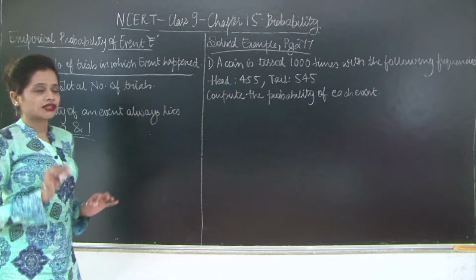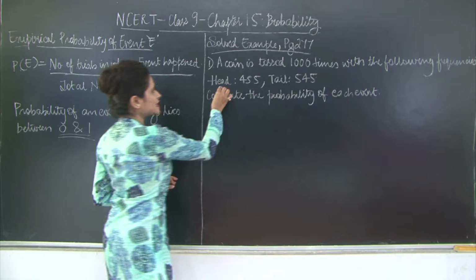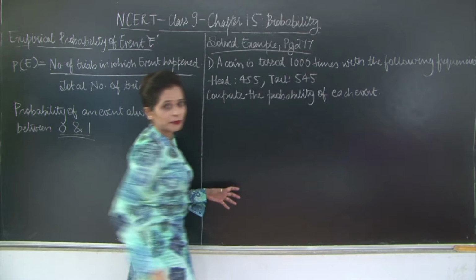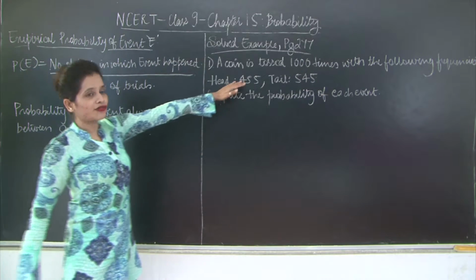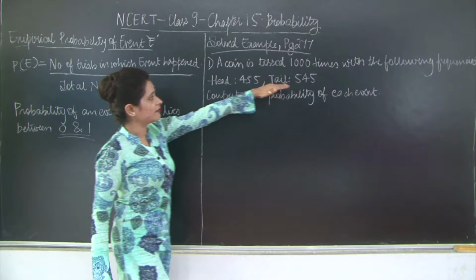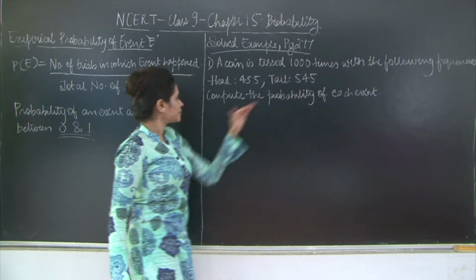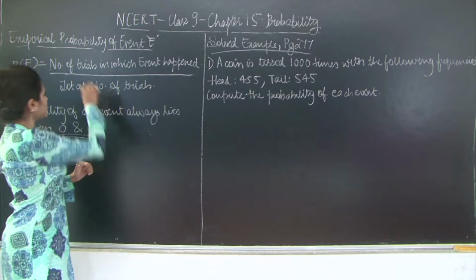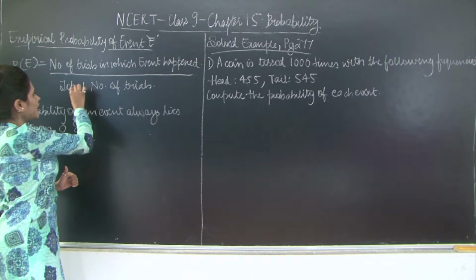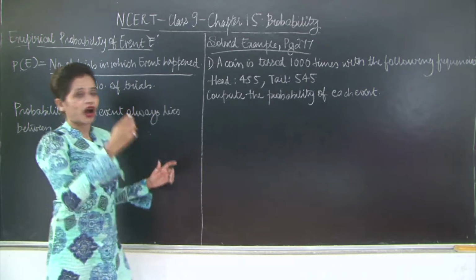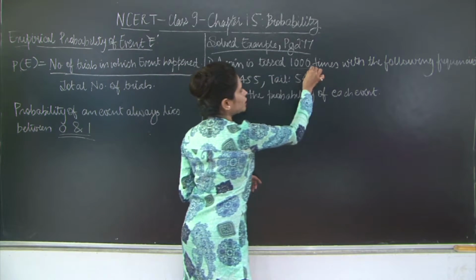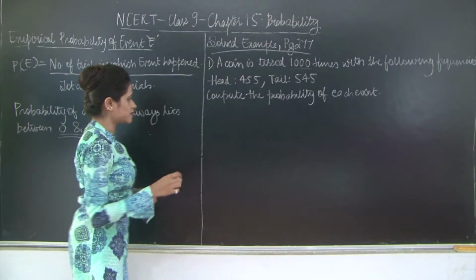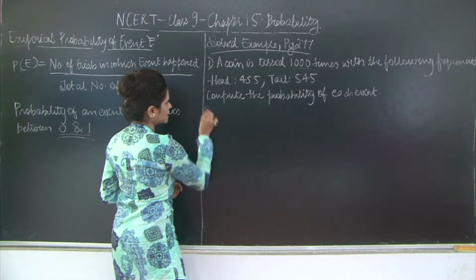A coin is tossed 1000 times with the following frequencies: head 455 and tail 545. That means when it is tossed 1000 times, 455 times we got a head and 545 times we got a tail. You need to compute the probability of each event. Now the probability is given by the number of trials in which the event has happened upon the total number of trials. So how many times is the coin tossed? 1000 times. So the total number of trials would be 1000. So I'll say solution.